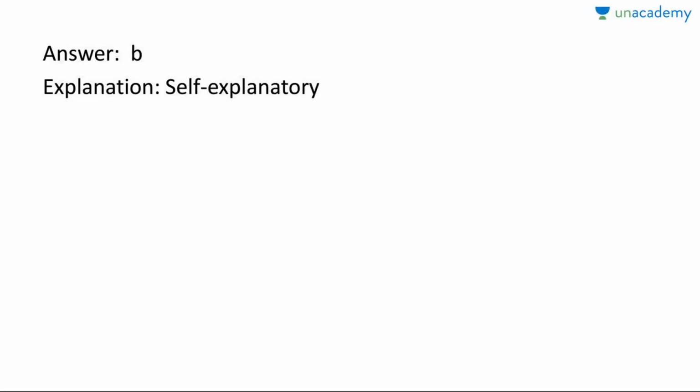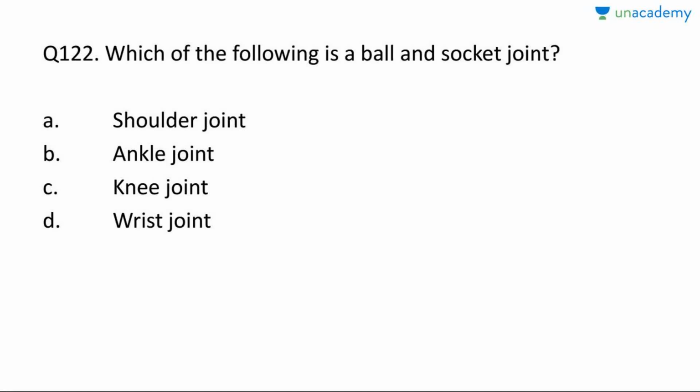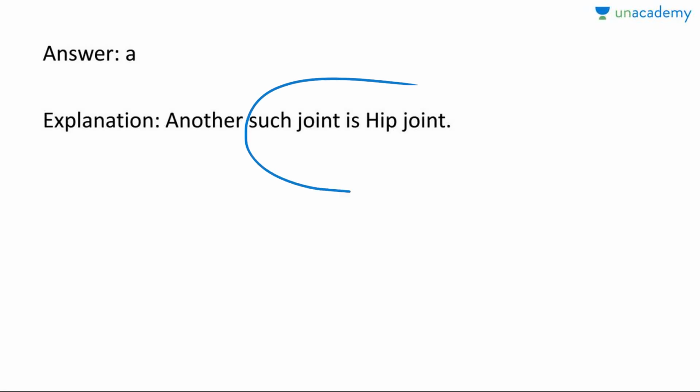Okay. Question number 122. Which of the following is a ball and socket joint? I have already given an example. So the ball is basically made by the head of the humerus and the socket is made by the scapula. So here the answer is shoulder joint, and your hip joint is also another example of a ball and socket joint. So you should remember all these joints, which are hinge joint, ankle joint is what type of joint, knee joint is what type of joint, wrist joint is what type of joint. So they can ask you in the government exams. Okay. So here the answer is shoulder joint, and another such joint is hip joint.